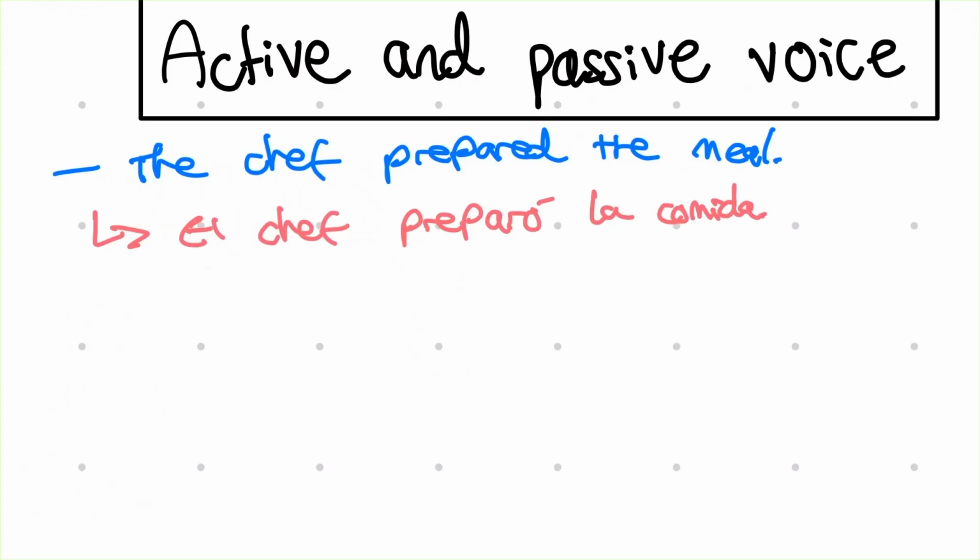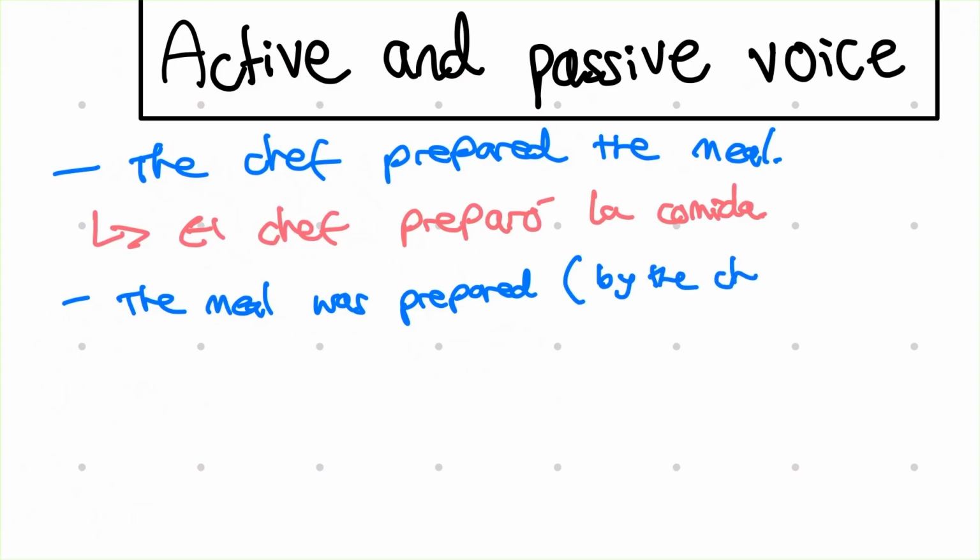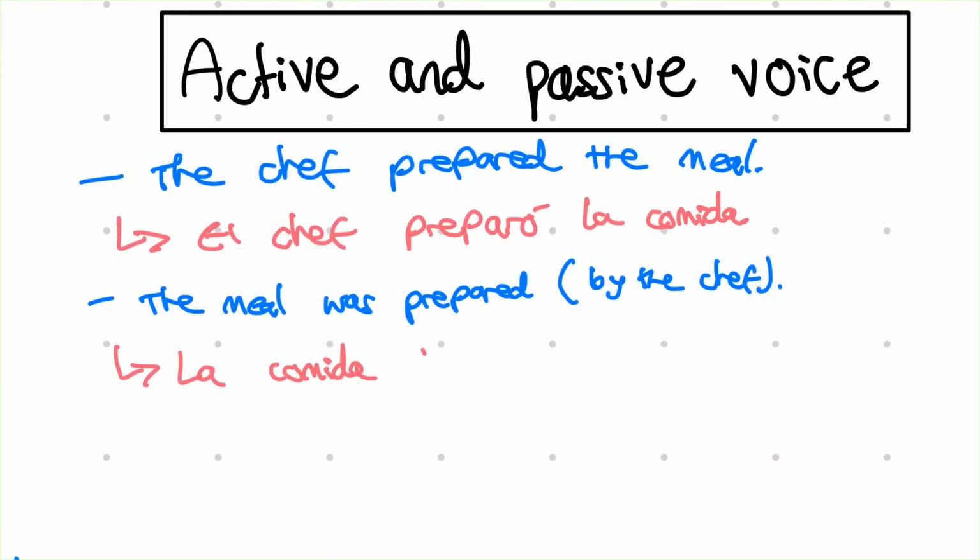Now to put this into the passive voice, in English it would be the meal was prepared. So that itself is a sentence. The meal was prepared is its own sentence. But to add on the chef bit, we can say, I'll put it in brackets for now, by the chef. So the meal was prepared by the chef. In Spanish, that's going to be la comida. To say was prepared, we're going to use ser. So in the preterite tense, fue preparada por el chef. So that's the sentence in the passive voice.